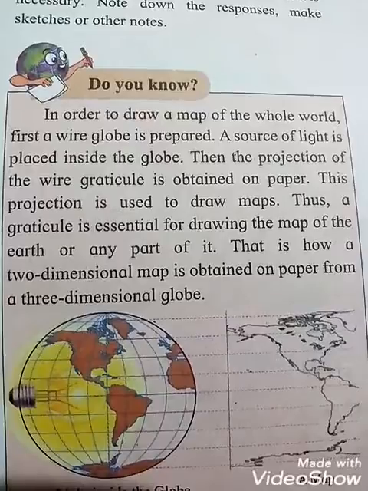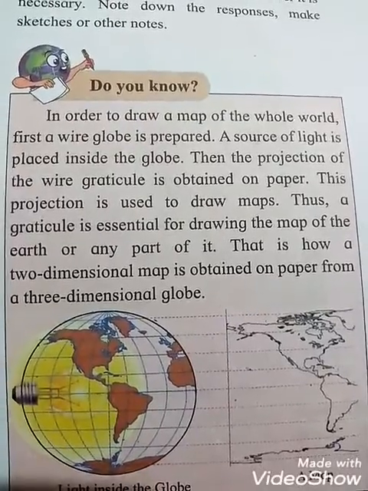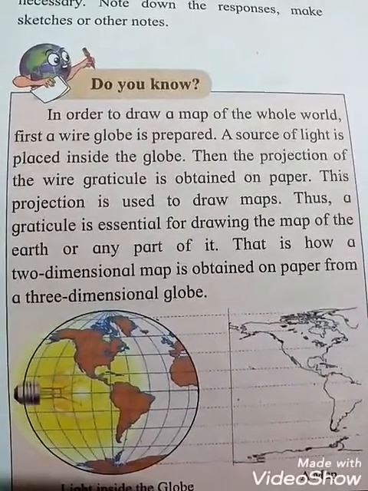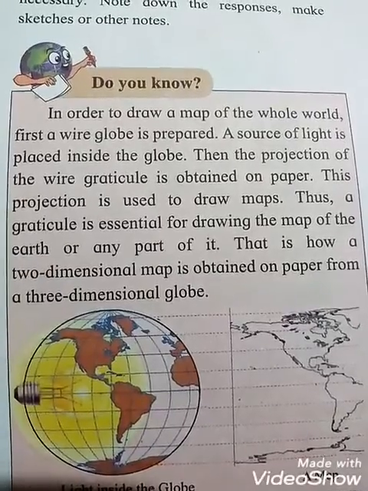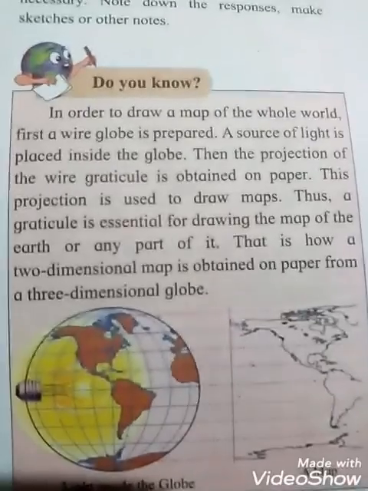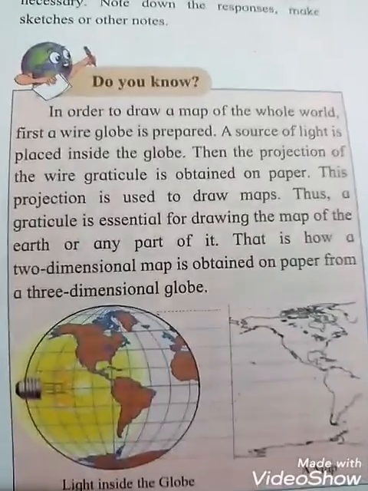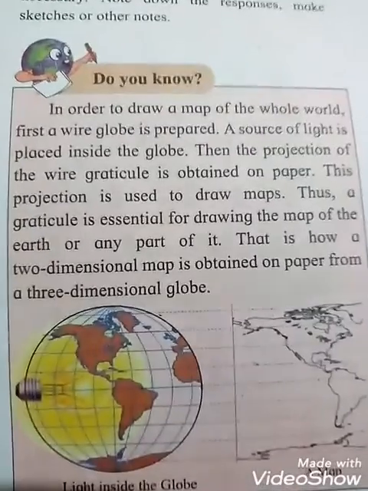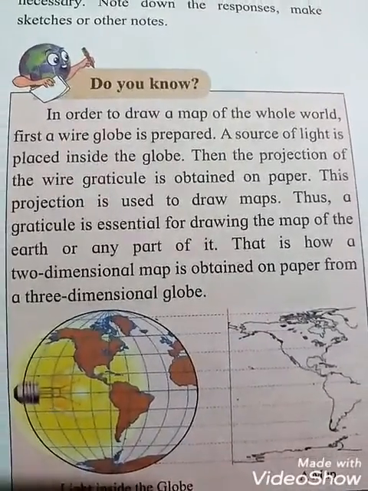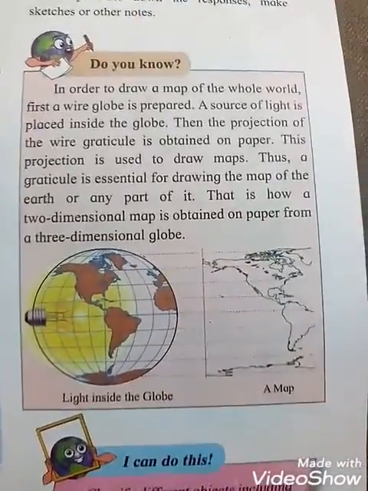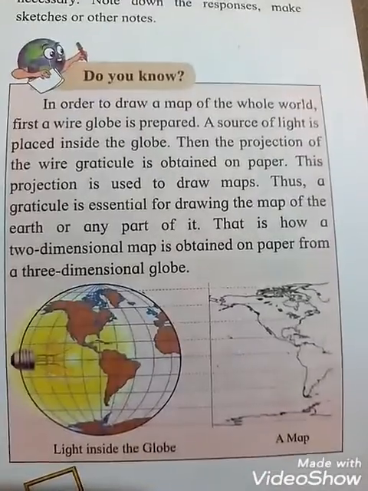Thus a reticule is essential for drawing the map of the earth or any part of it. That is how a two-dimensional map is obtained on paper from a three-dimensional globe. So these are the differences, students. A two-dimensional map is obtained on where? On paper, from a three-dimensional globe. See the picture shown here: light inside the globe, and also you see the map. Okay students.